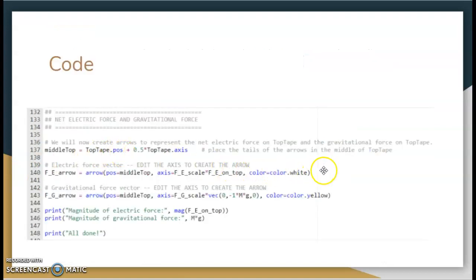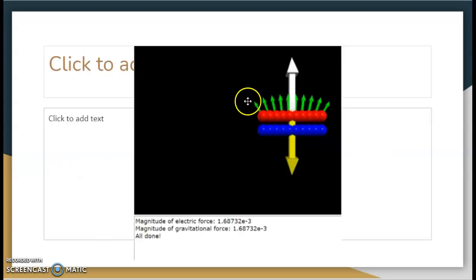Last but not least, we need to visually create the force vectors. As you can see right here, for lines 139, 140, we create an arrow for the electric force. And then from 142 to 143, we create the arrow for the gravitational force. And at the end, we get this result. As you can see, both the electric force and the gravitational force are at equilibrium once again.